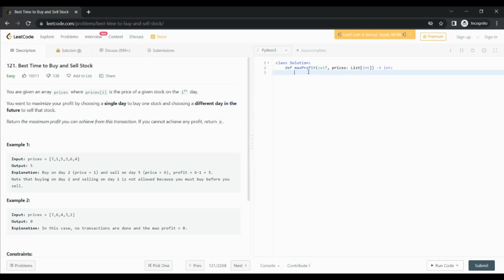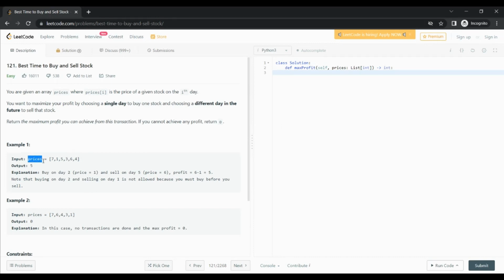Today, let's look at the problem best time to buy and sell stock. So essentially, you have an array of prices where each and every element of the array tells you the price of a given stock on a given day. Your goal is to basically maximize the profit by choosing two different days such that you have a profit. If you cannot make a profit, then just return zero.